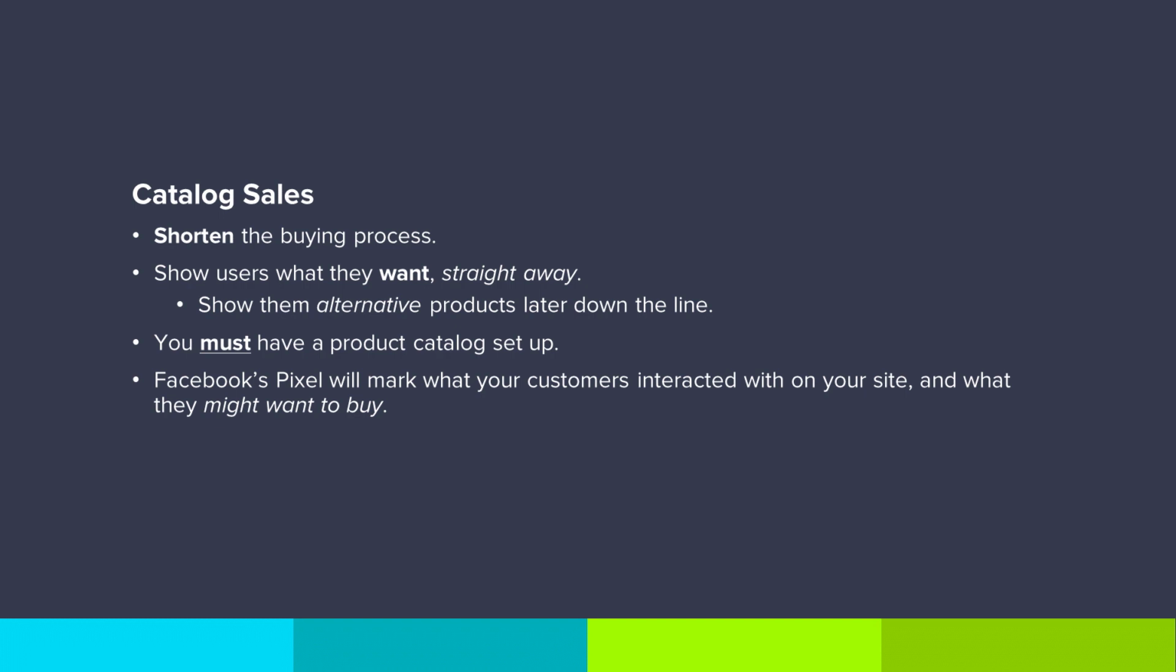Now, before you set up a catalog sales objective-led campaign, you need to make sure that your product catalog is set up. Put simply, it's a list of products that you want to advertise on Facebook. For each entry, you need to include product IDs, names, descriptions, landing pages, and image URLs for them to be eligible. When you select this objective, the Facebook pixels you'll already have installed on your site will mark the things customers enjoyed on your site, as well as what they might be interested in buying.